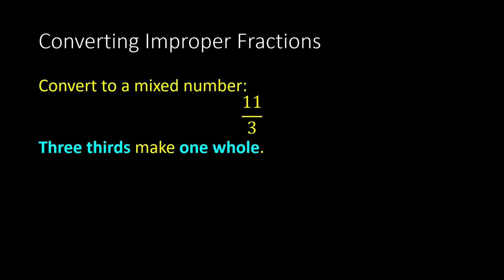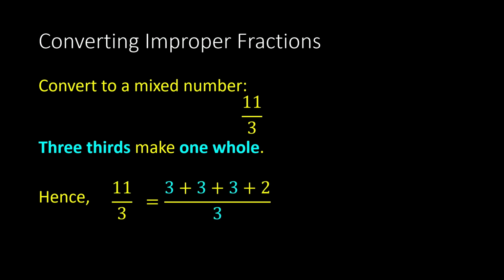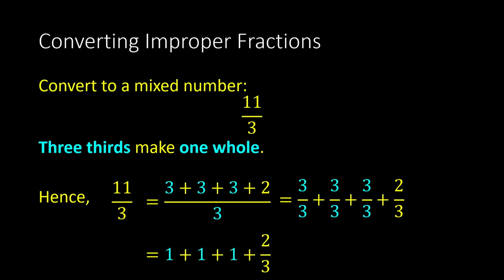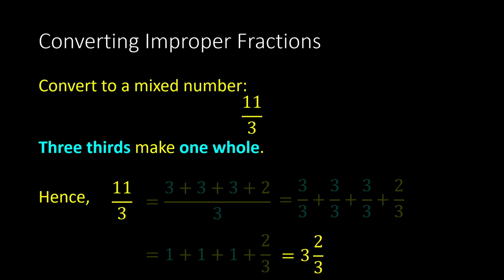Therefore, 11 over 3 equals 3 plus 3 plus 3 plus 2, all over 3, which equals 3 over 3 plus 3 over 3 plus 3 over 3 plus 2 over 3, which equals 1 plus 1 plus 1 plus 2 over 3, which is equal to 3 2/3. Therefore, 11 over 3 equals 3 2/3.